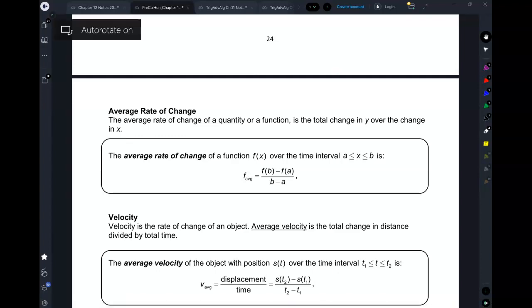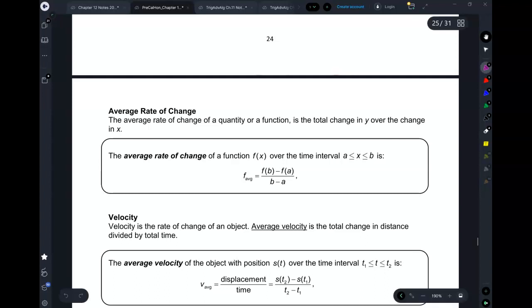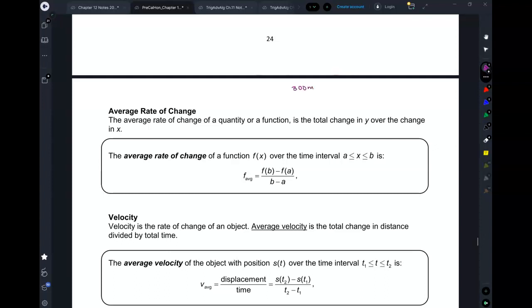Total change in y over the total change in x, right? That's average rate of change. So for instance, suppose you're driving somewhere, right? For a trip, let's say, and you drive 300 miles and it takes you 5 hours to get there. Okay? What was your average speed? 60 miles an hour. That was your average speed.